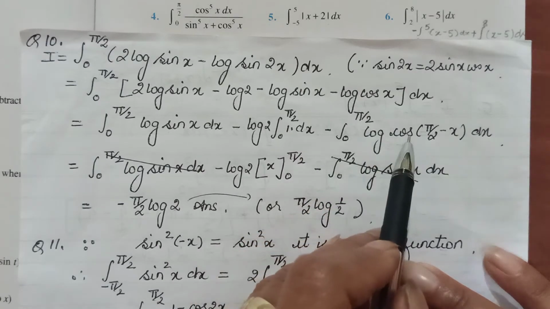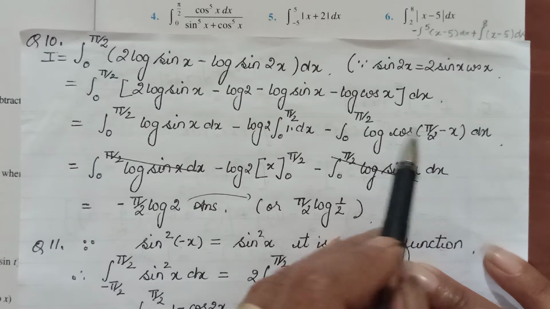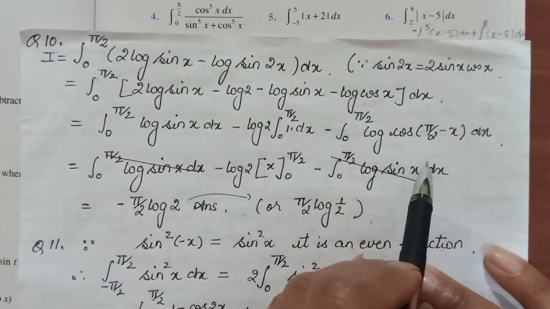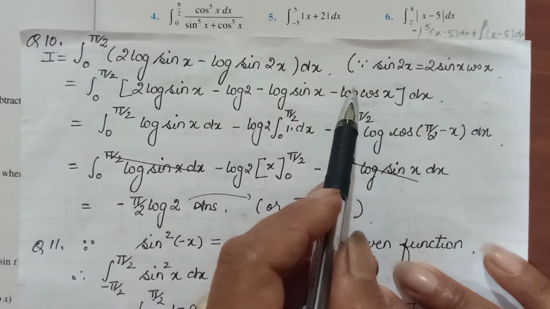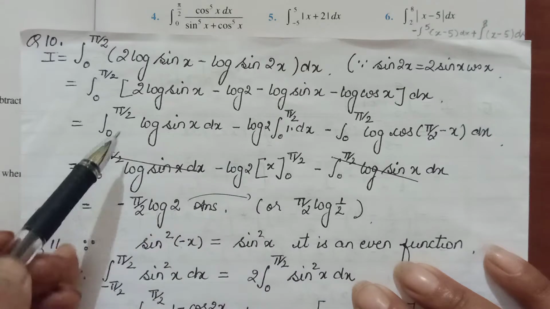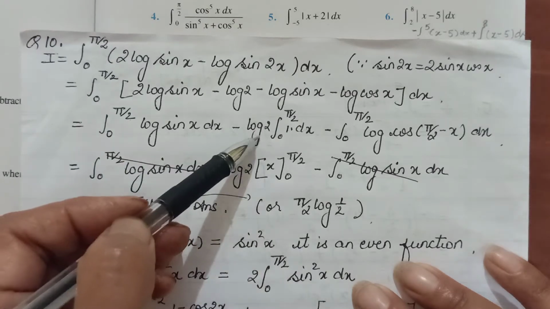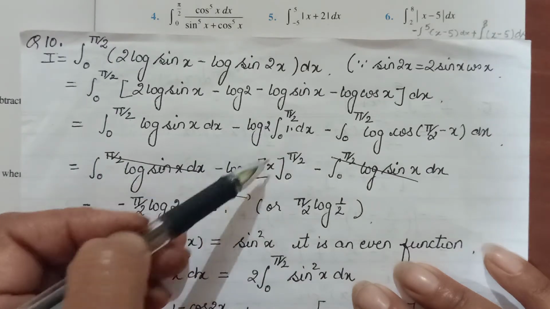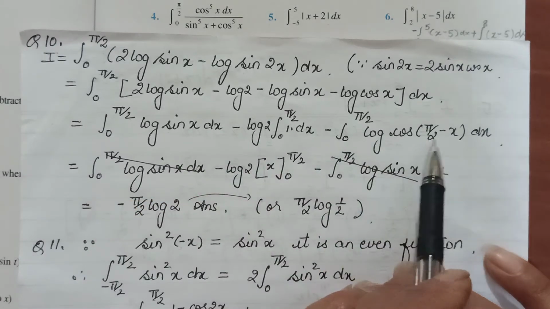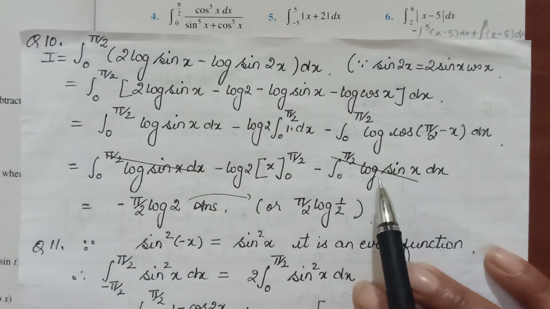In this I have applied the property a minus x, 0 to a minus x. So log cos of pi by 2 minus x. Why? Because we know that with pi by 2, this will become sine, so these functions will merge. Okay, this you continue to copy. This one, log 2 scalar as it is, integration of 1 is x, 0 to pi by 2, and this after the property, log of pi by 2 minus x becomes sin x.